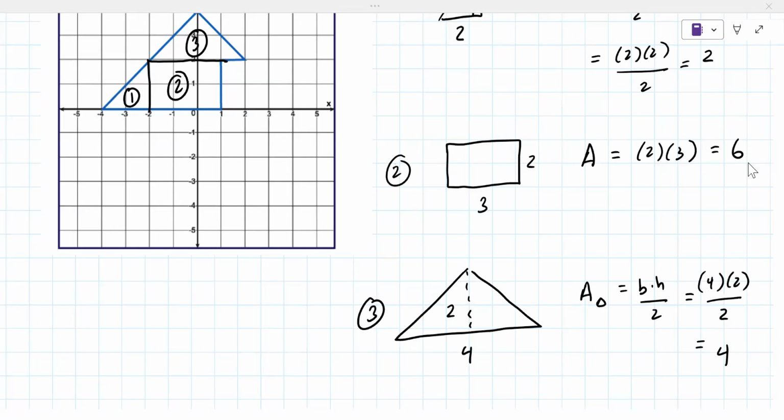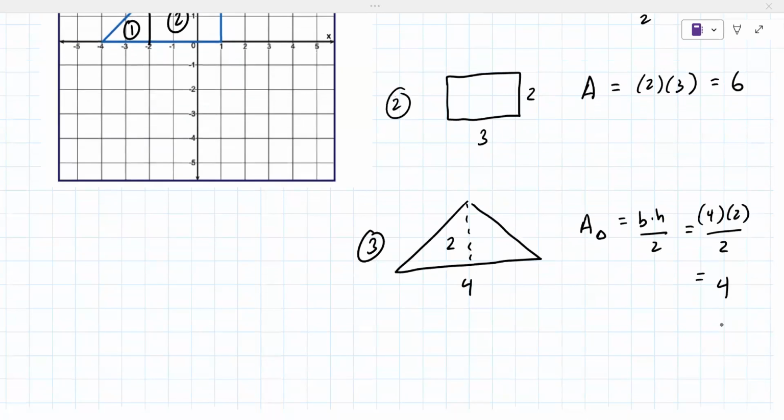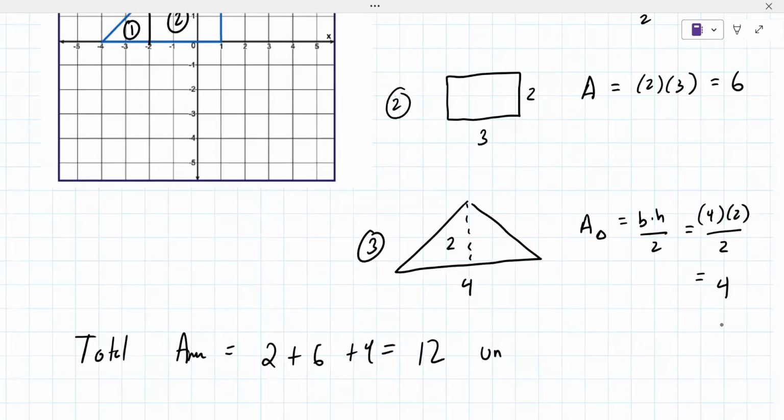And then you add them all up. You add the 2, the 6, and the 4. The total area is 2 plus 6 plus 4, which is 12 units squared. So we're just adding up all the areas that we found from regions 1, 2, and 3. So 2 plus 6 plus 4 is 12 units squared.